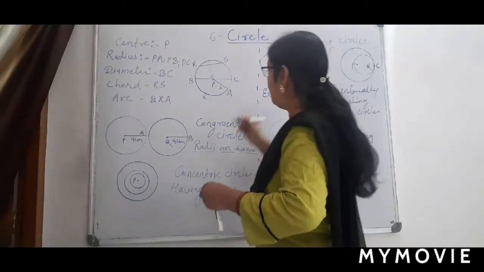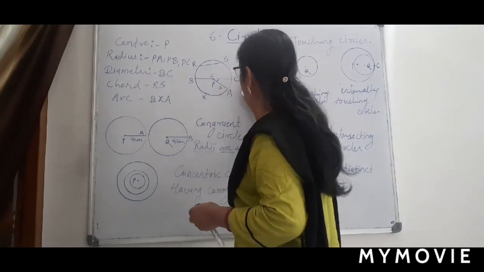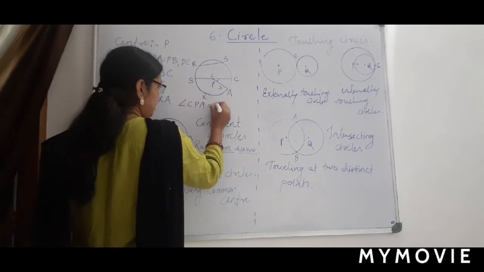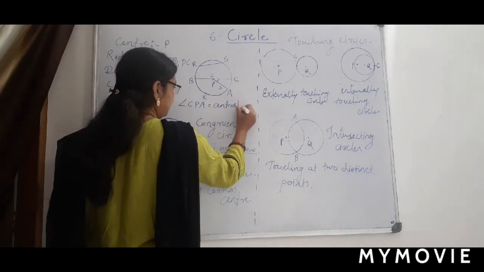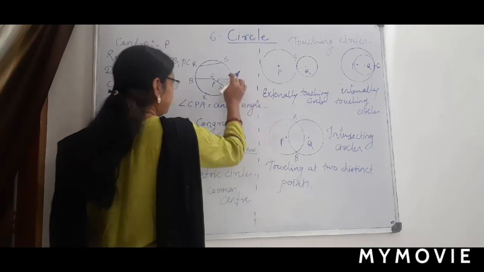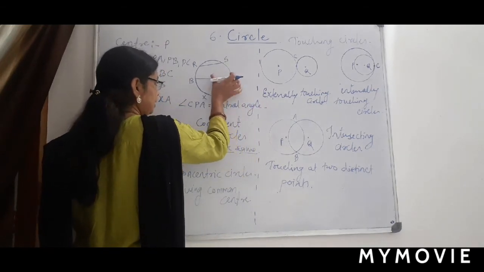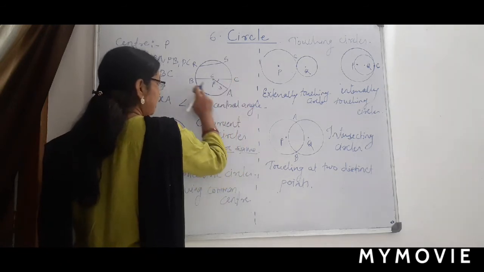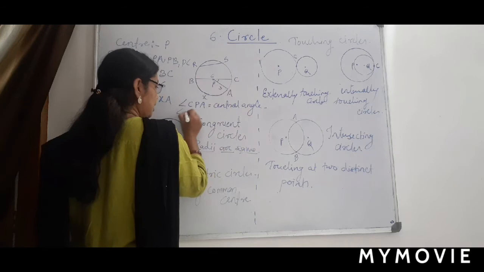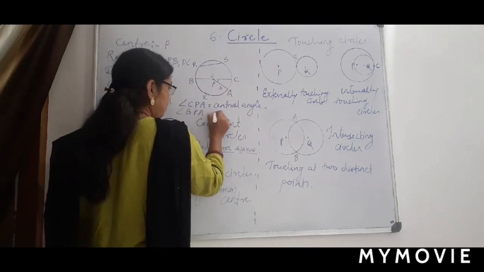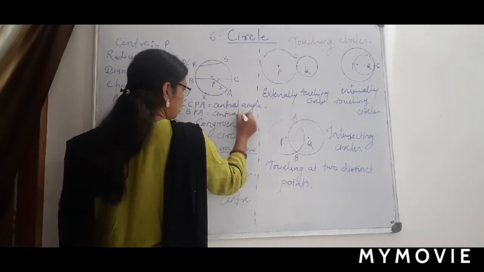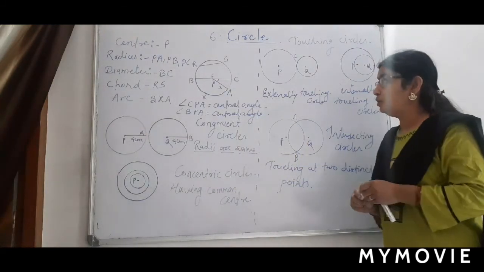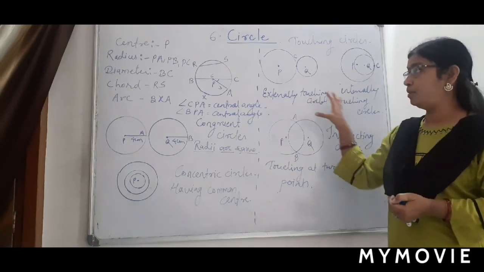Now see here, CPA is called a central angle. Two radii making an angle at the center is called a central angle. BPA is also a central angle. So in this way we will study some properties.